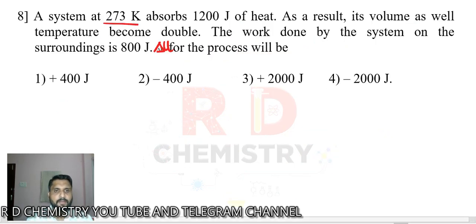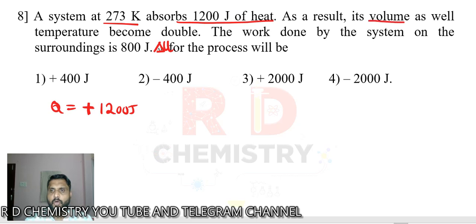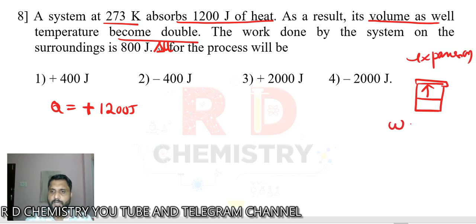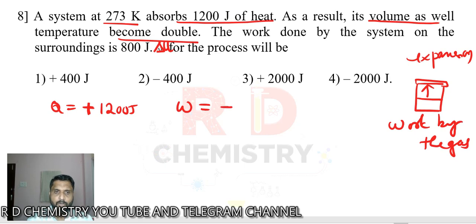At 273, system absorbs so much kilojoules of heat. Absorbs. Q should be equal to plus. Absorb means plus, should be 1200 joule. As a result, volume as well as temperature becomes double. So what will happen? Initially volume assumes small volume. Now volume increases. When the volume increases, expansion takes place. So in this case, work is done by the gas. If the work is done by the gas, negative sign always.